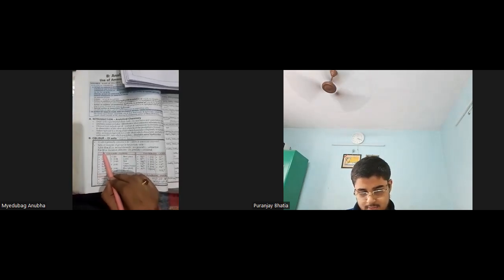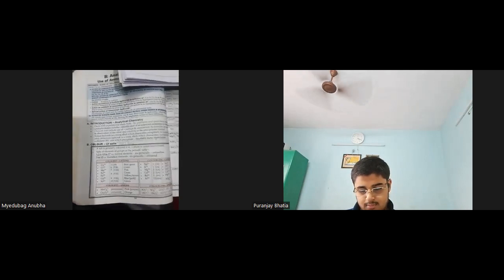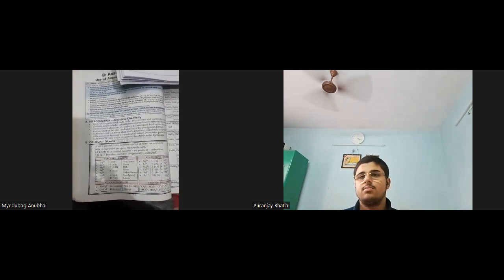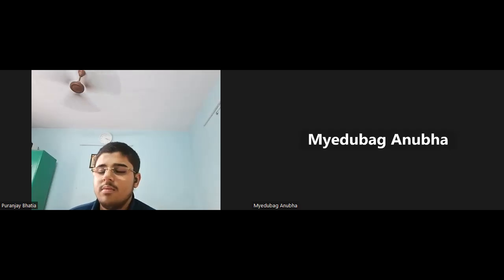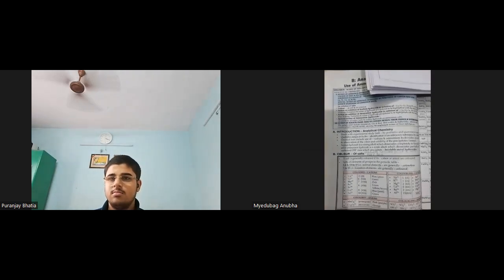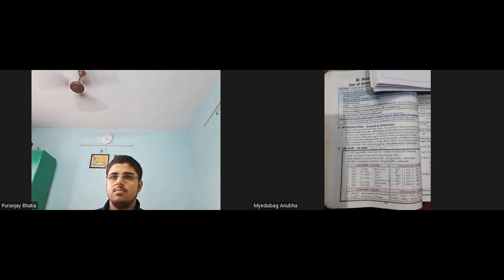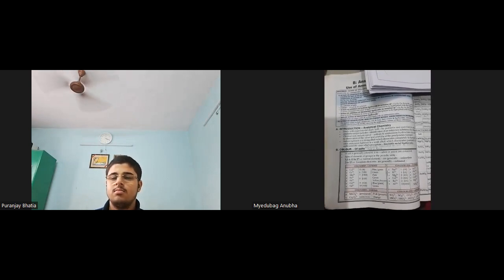Then we have groups 3 to 12. That is the transition elements. I told you very well when we were studying the periodic table that the transition elements are those which show some transition, right? The transition can be in the form of their color, in the form of their state, or in the form of their properties.